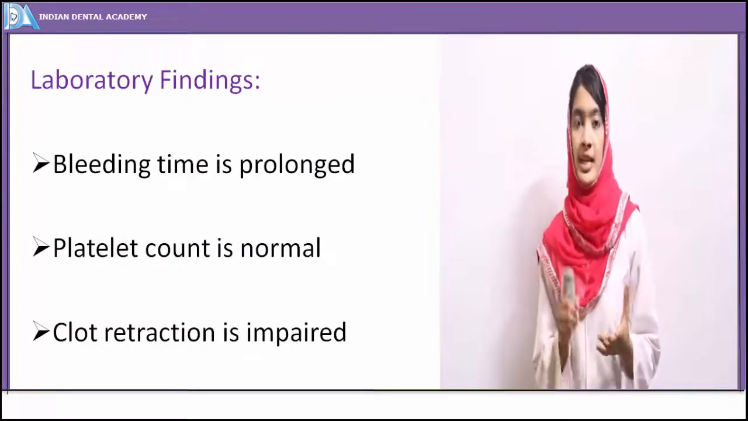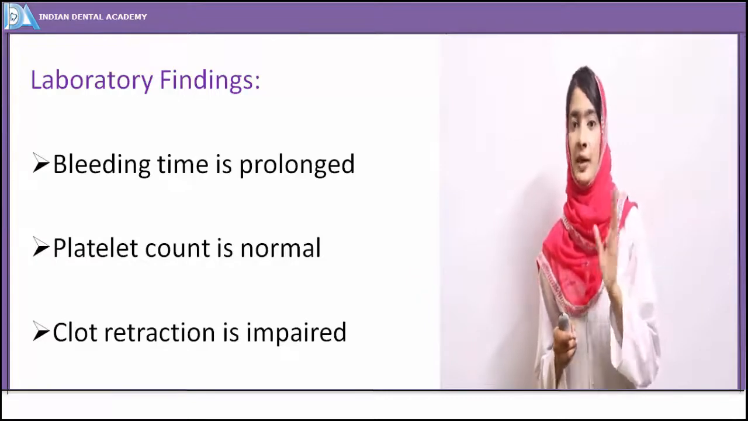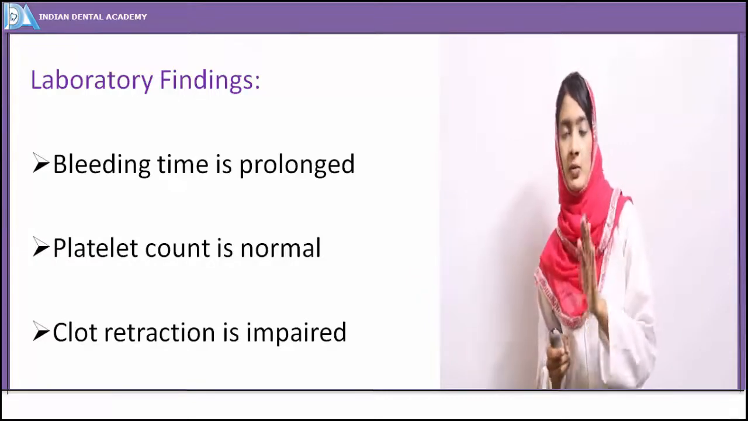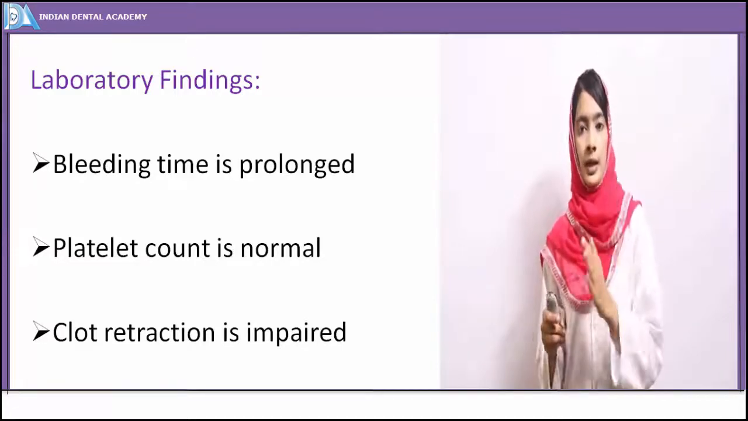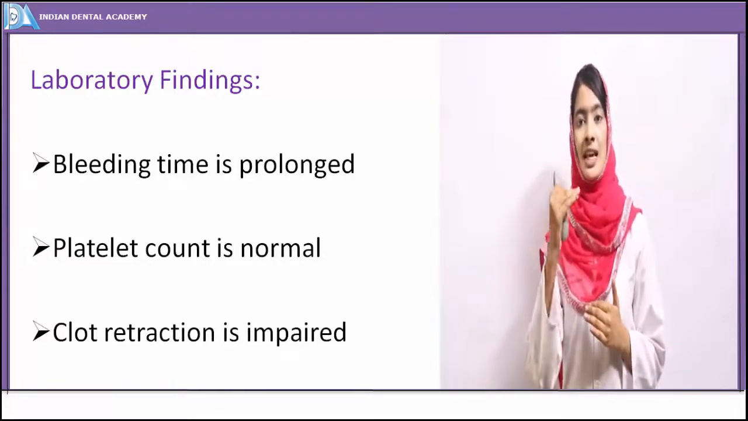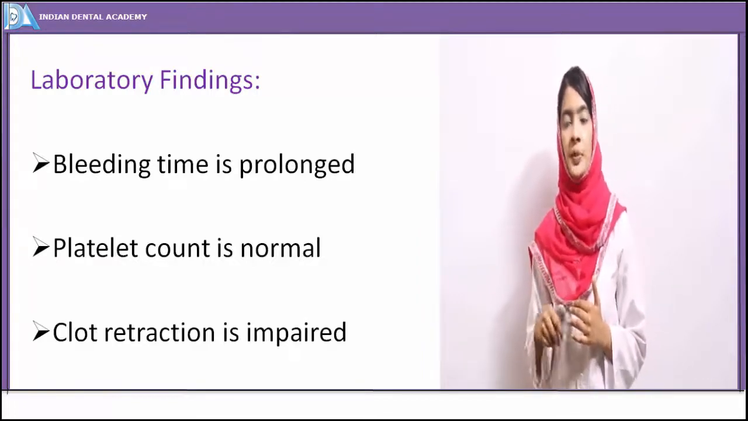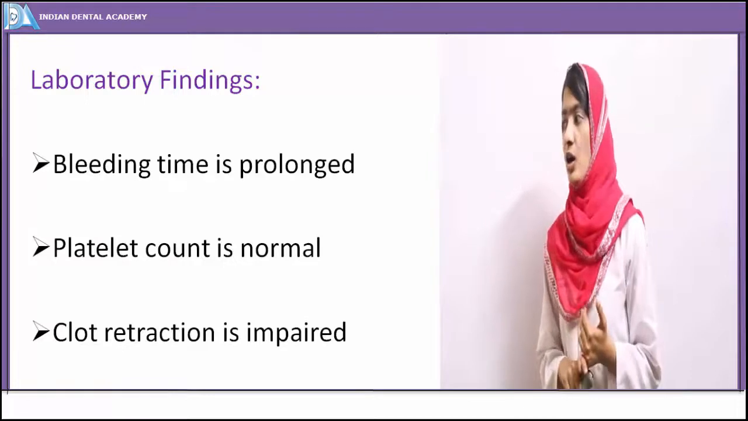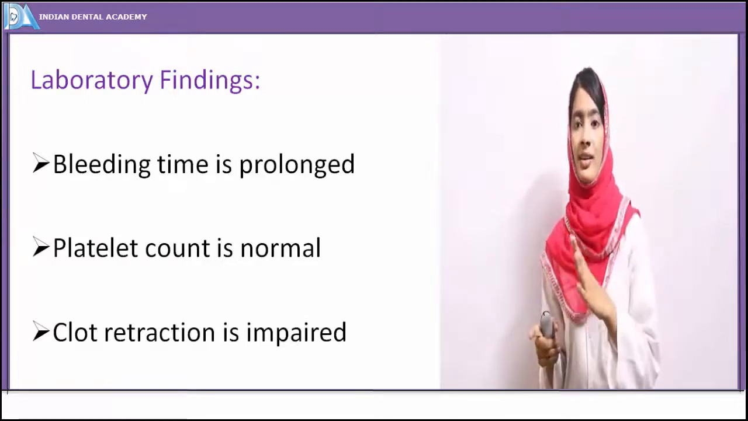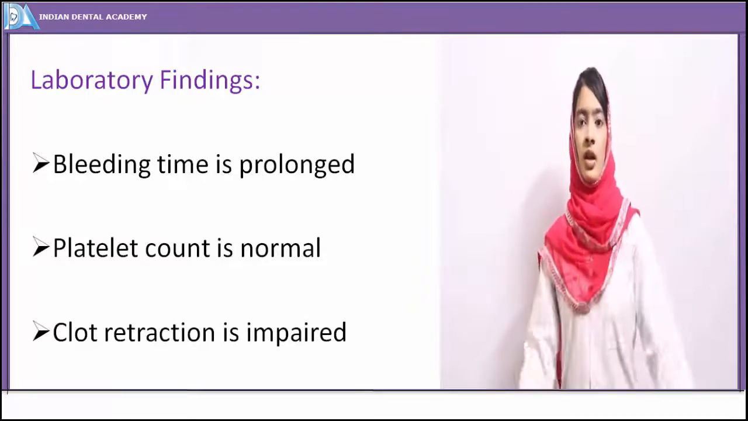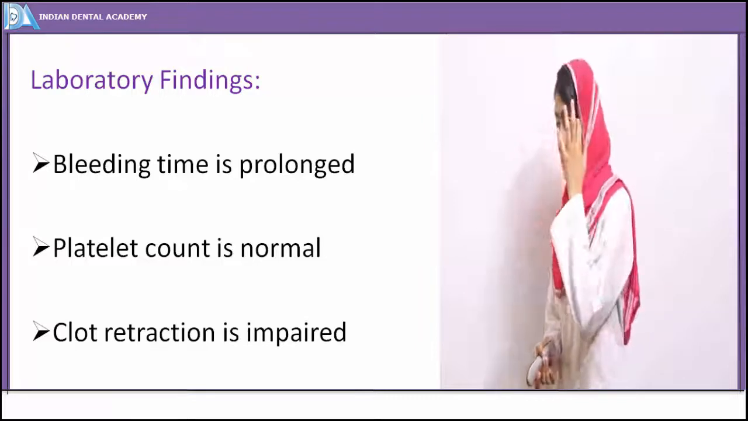So here, as I told you, in thrombocytopenic purpura the bleeding time was prolonged and the clotting time was normal. But here in thrombasthenia, because there is a qualitative defect in the platelet aggregation factor, the bleeding time is prolonged, the platelet count is normal, but the clot retraction is impaired because of a loss of the aggregation factor or the failure of aggregation of platelets.